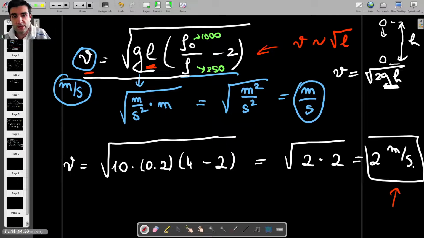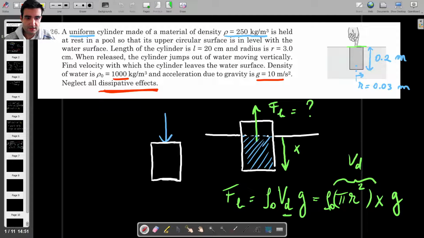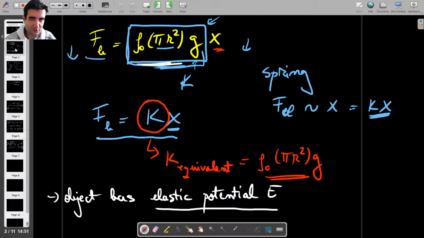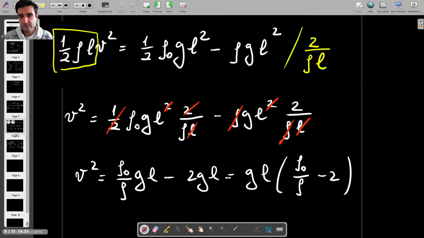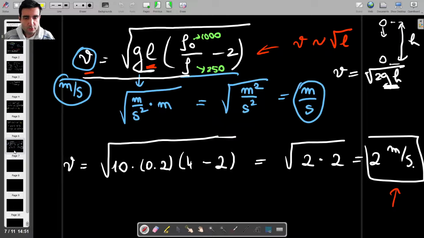So there we have it. We have the cylinder that is being released. The key thing here was to notice that the water, from a mathematical point of view, acts like a spring, and it creates this sort of equivalent spring constant, which is equal to this. And then by using conservation of energy, we can obtain the answer relatively quickly. And we have this nice 2 meters per second at the end. And that's the end of the question.